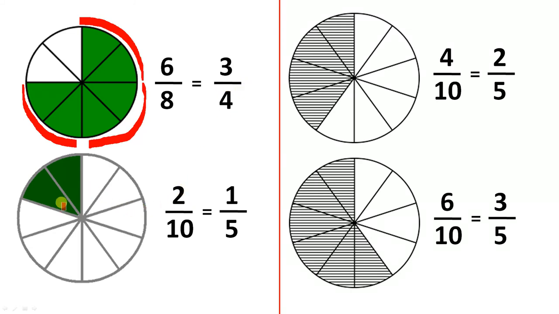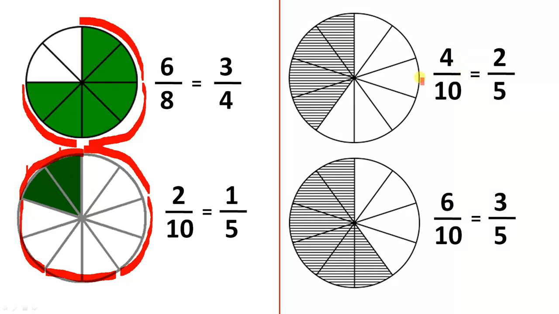Over here, the pizza has been divided into 10 parts, 10 slices, and 2 of them are shaded, this one and that one, and that's why we have 2 over 10. Now why is that equal to 1/5? Because there's 1/5, 2/5, 3/5, 4/5, and 5/5. So that part there, the shaded part, is 1/5.